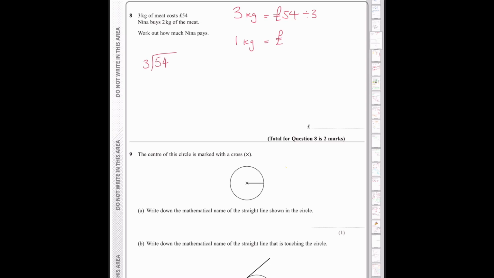Now, obviously, it's a non-calculator paper. So how many 3's go into 5? That's 1, with 2 left over. And how many 3's into 24 is 8. So altogether, it's £18. So if 1 kilogram costs £18, I just need to times that by 2 to give us the cost of 2 kilograms, which is £36. So we can just put that in there.